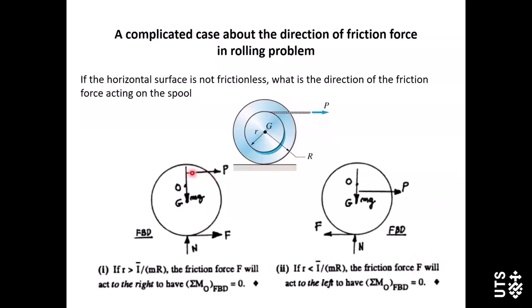When the acting point of this external force P is far away from this circle center, the friction force direction will be to the right side. But if this acting point of the external force P is very close to the circle center G, then the friction force F's direction will be to the left side.